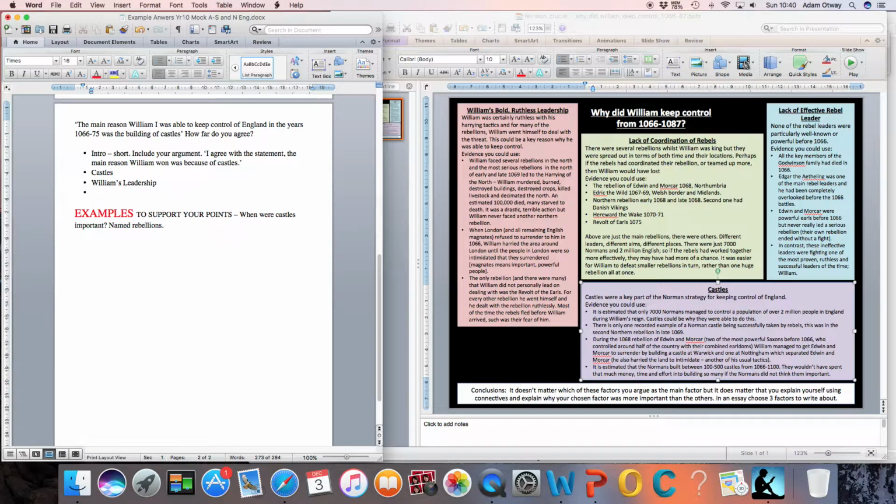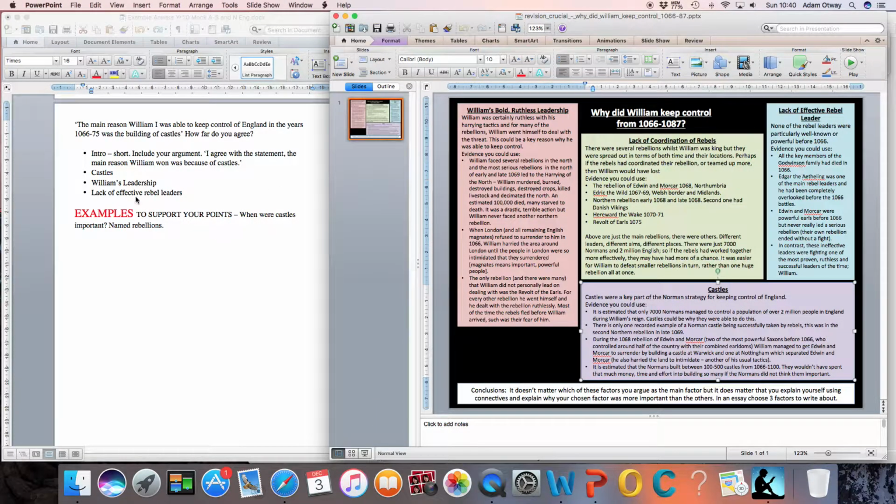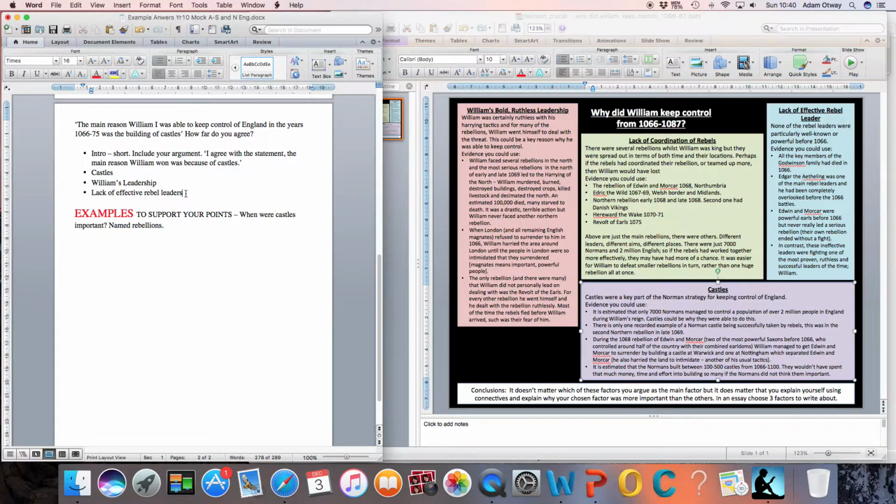And what we could have, lack of effective rebel leader. You could also have the lack of coordination of the rebels, but it's up to you. And again, you've got to have examples. Who was leading these different rebellions? Named examples. And finally, you got to end with a conclusion, which we've since found out is absolutely crucial, could be worth a whole grade.